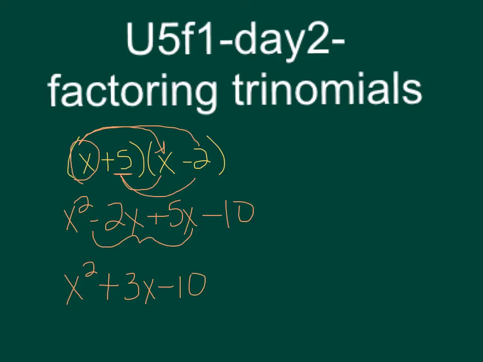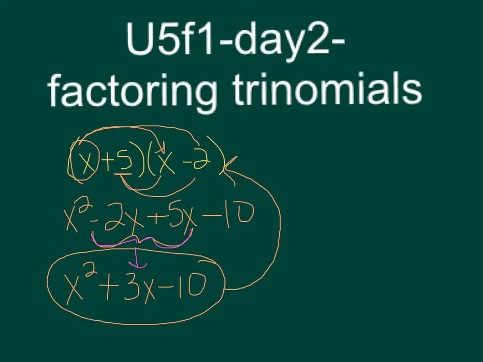Well, today what we're going to do is take this answer and come up with the original problem. So take a look. This negative 2x and 5x is how we got our middle term. Our x squared we got from multiplying x times x, and the negative 10 we got from multiplying 5 times negative 2. So these two, the x squared and the negative 10, are going to be our crucial points, or the numbers we're going to look at first.